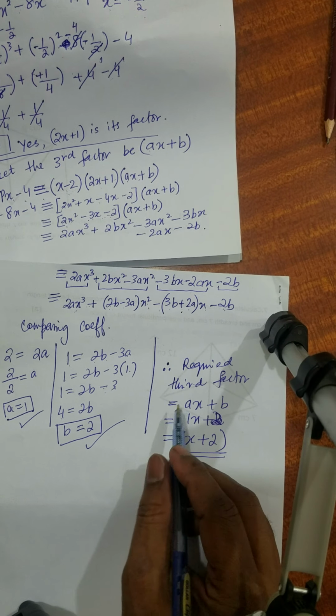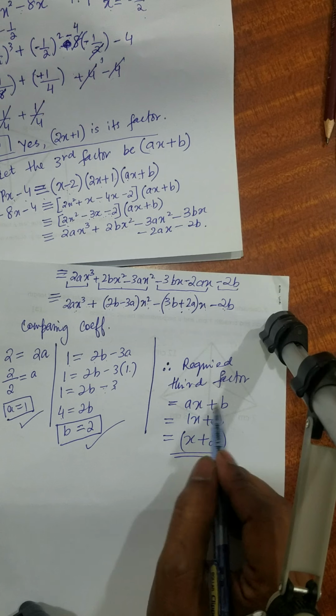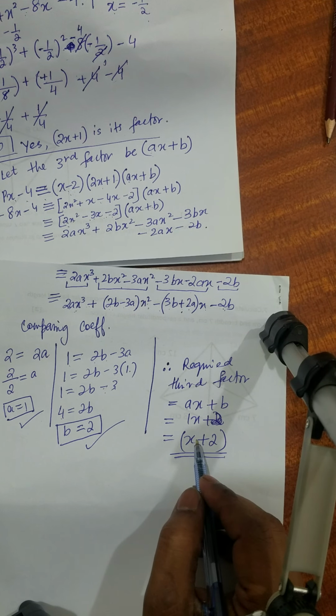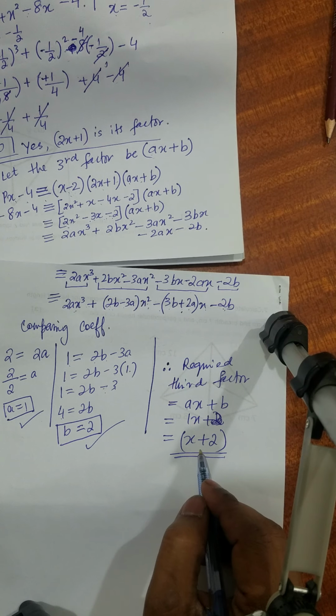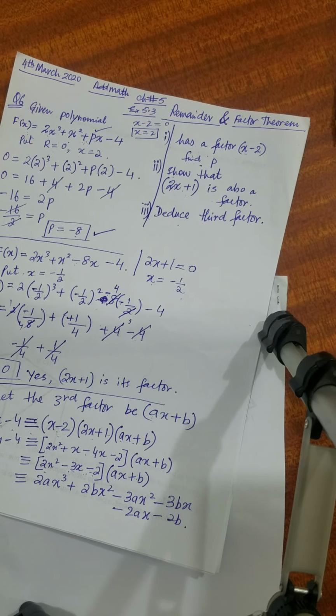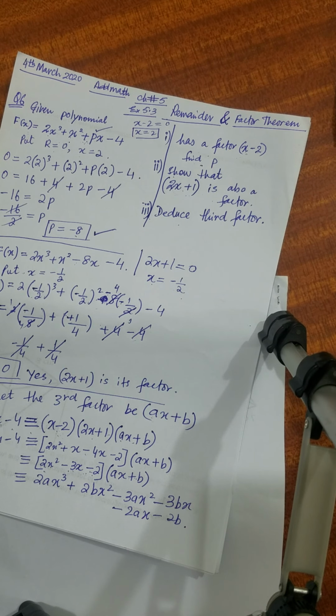So now the third factor, ax plus b, we will again plug in the value of a and b, and we will get the third factor, x plus 2. So this is how we'll do it. Hope you have understood it.